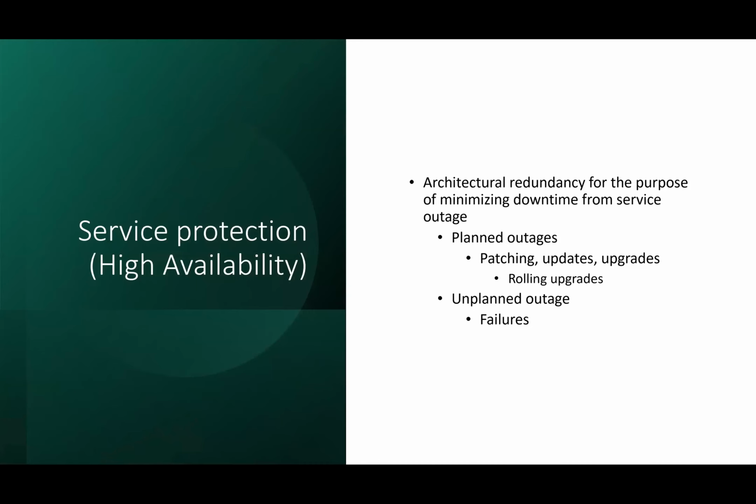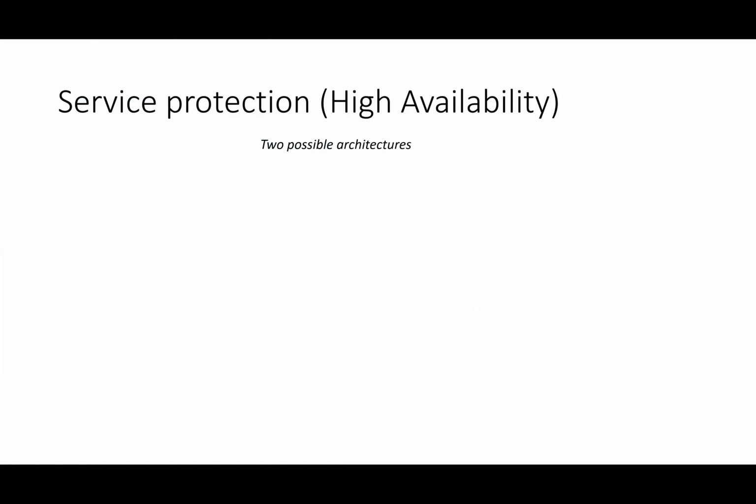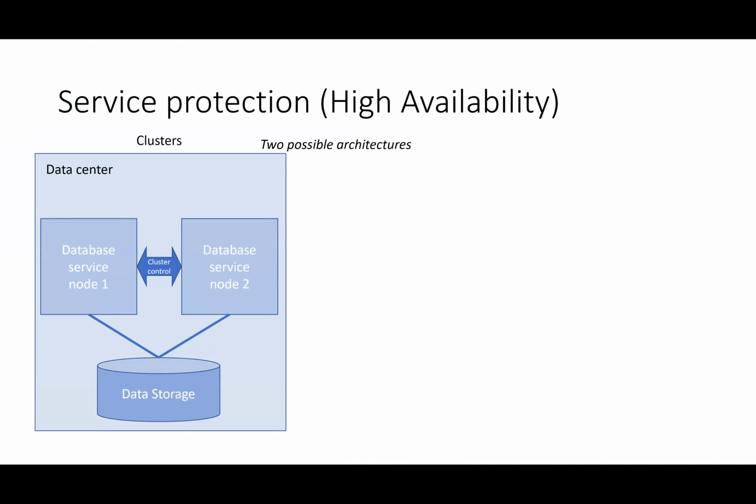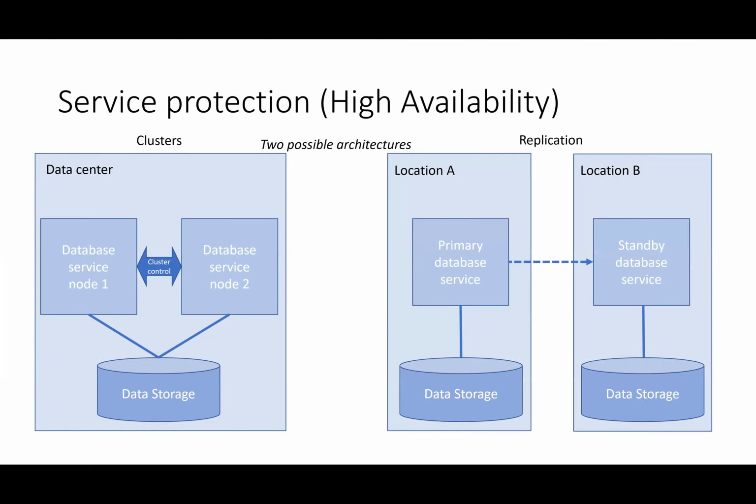Okay, that's past backups. Let's get to the real fun, high availability. Architecting redundancy for the purpose of minimizing downtime from service outages, whether they're planned or unplanned. Two possible architectures for service protection: either a cluster, that is two or more nodes sharing the same data storage, or replication, one node replicating to another, and they're completely independent of one another except for that network link.